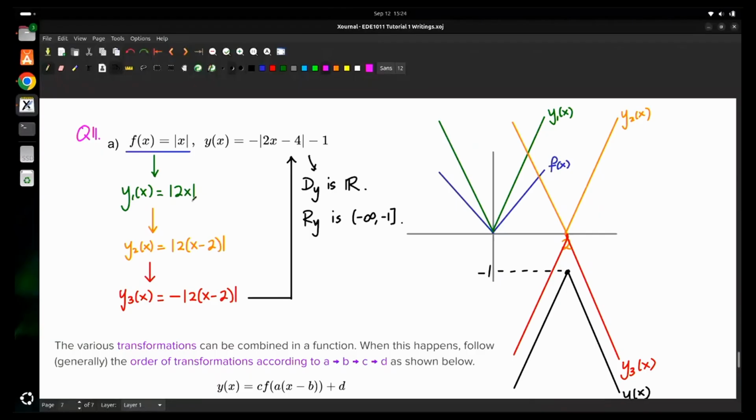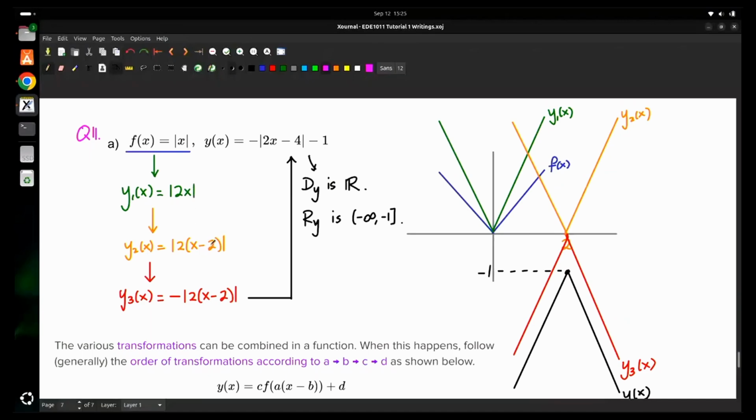Because x must change to x minus 2. Okay? So that you can get this 2x minus 4 inside this modulus sign. And the effect of transforming x to x minus 2 has the effect of horizontal shifting.